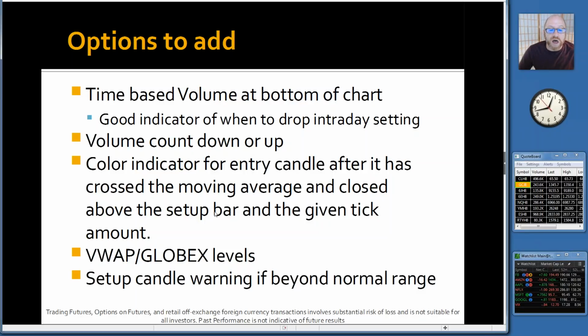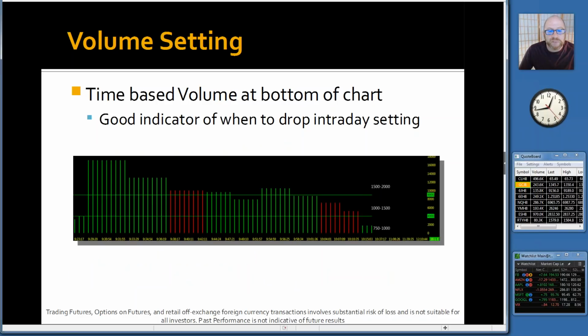We can actually use a color indicator for the entry candle. So if the bar is closed 5 plus ticks, or 2 ticks on the ES, above the previous bar, all of a sudden that bar will give you a color to indicate that that is a good setup. And I mentioned before you can use VWAP and Globex levels. You can actually have a setup candle warning that says if it's beyond that 6-point range, or whatever you had decided it to be, it gives you a warning. So there's an example of that volume setting.